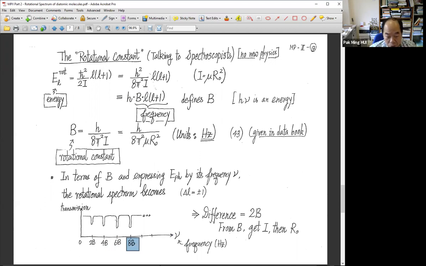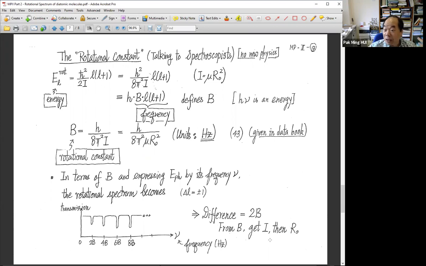Therefore, in terms of frequency, the rotational spectrum becomes 2B, 4B, 6B, 8B. All right? So you read this thing out, it is 2B. And then from that point on, you can calculate the moment of inertia, thereby you will get the bond length. Same thing, but just a rotational constant that many people use.